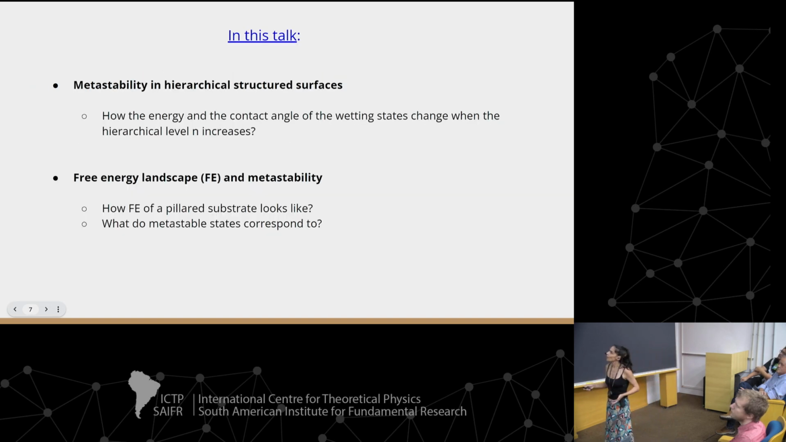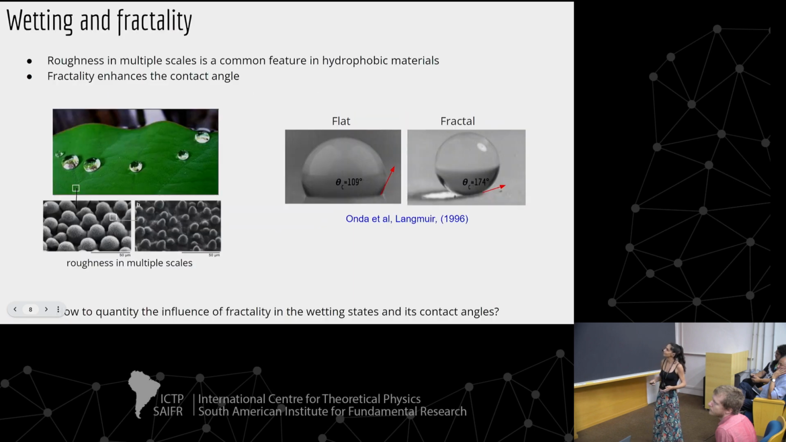Okay, so in this talk, in the first part I want to concentrate on an example where metastability is quite relevant, which is a particular case of fractal structure. And I'm going to speak about that in a minute. And in the second part, I want to focus on an example where we can compute the free energy landscape of those surfaces, and then understand what those metastable states look like and what they mean.